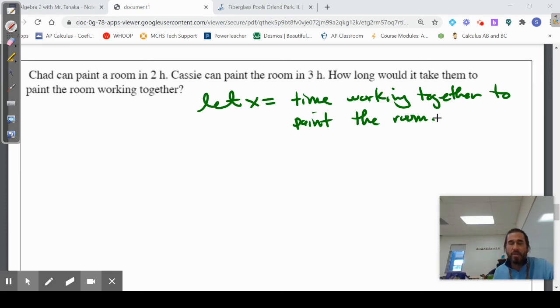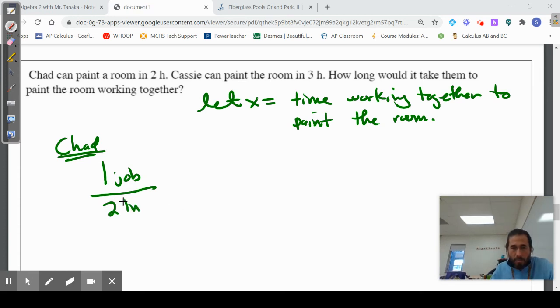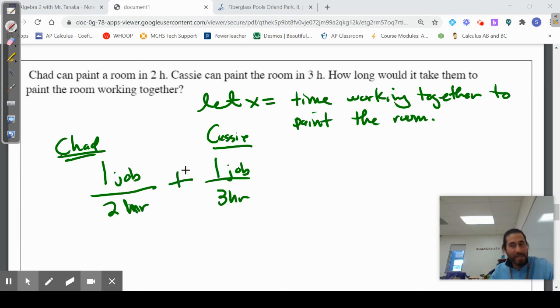So let's check this out. The way you set these problems up are kind of like reciprocal functions. All right, we got Chad. Chad can do one job in 2 hours. Okay? One job in 2 hours. Cassie can do the one job if she's by herself in 3 hours. All right. And the question is, if they work together, how long will it take them to do the one job in x hours?